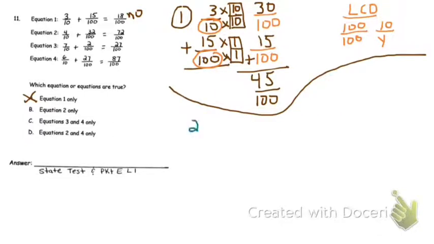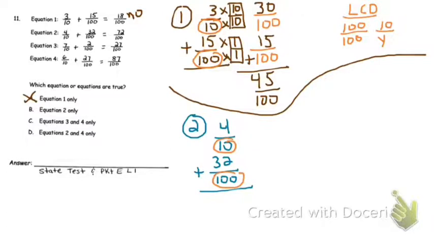Equation number 2 says 4/10 plus 32/100. Now my denominators are 10 and 100, and those are not the same, so I need to find the LCD. But I do remember in my last problem, when I tried out problem number 1, I did find the LCD for those exact same denominators, 10 and 100. So why do it over again? Use the information on my scrap paper.